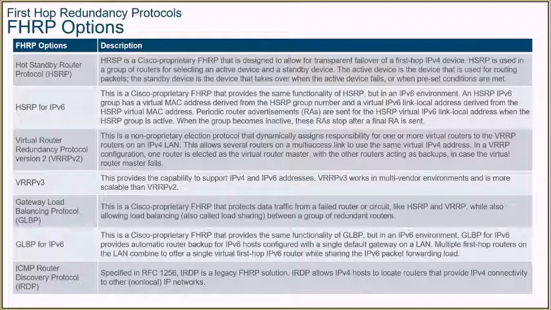All right. So what options are there for first hop redundancy protocols? So there's HSRP, which is a hot standby routing protocol. There's a version for IPv4 and one for IPv6. And so, of course, that's a Cisco proprietary protocol. And so it works pretty much exactly how that description described it. And so HSRP is used in a group of routers for selecting an active device and a standby device. The active device is the device that is used for routing packets. The standby device is the device that takes over when the active device fails or when preset conditions are met.